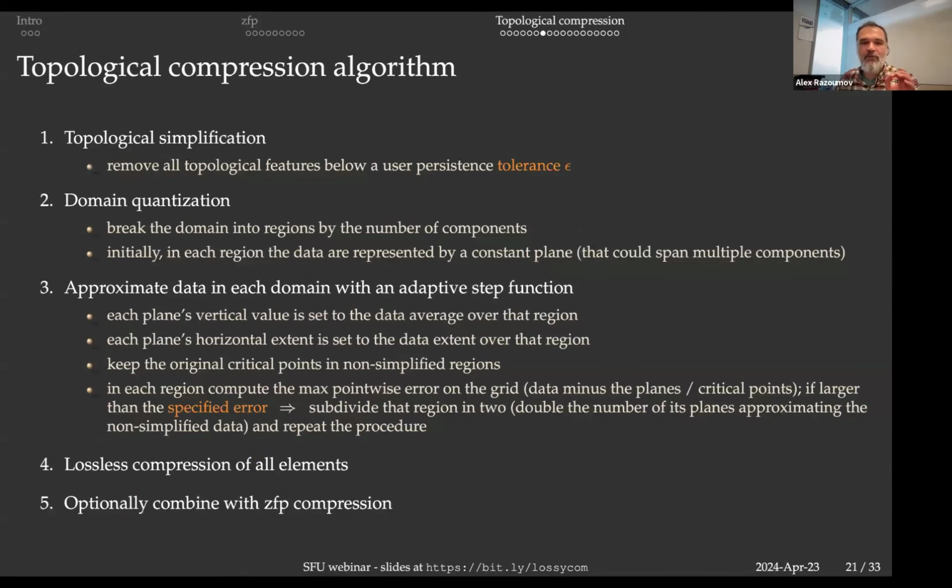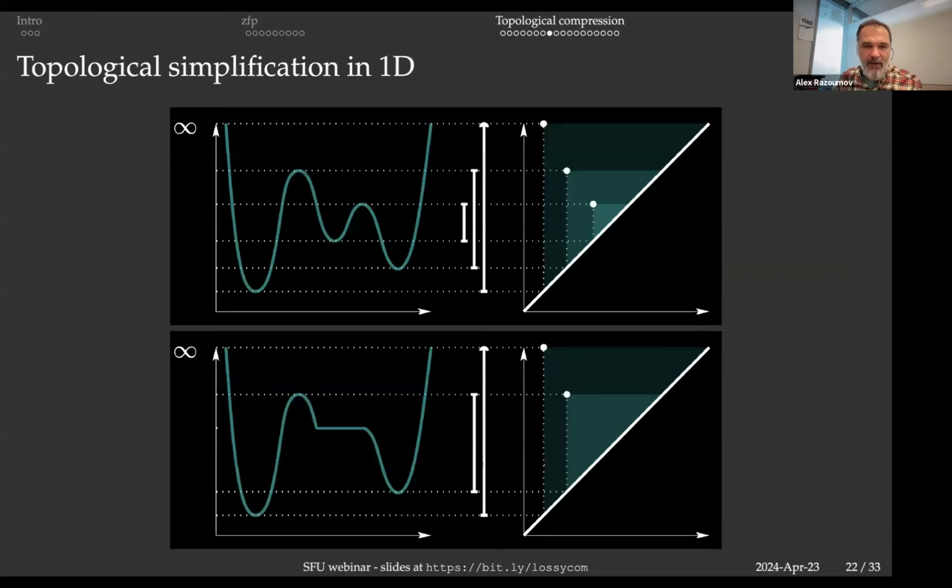Now, how topological compression works. Here, the algorithm is actually very, very different from the previous algorithm. In topological compression, first you do topological simplification. You remove all features below a user persistence threshold, epsilon. Basically this tolerance is the first number, and any feature that has a persistence value smaller than this number, you remove via topological simplification. Then you do domain quantization. You break the domain into regions, and then you try to encode the remaining data using some topological descriptions. I'm going to show you a few pictures that visualize this.